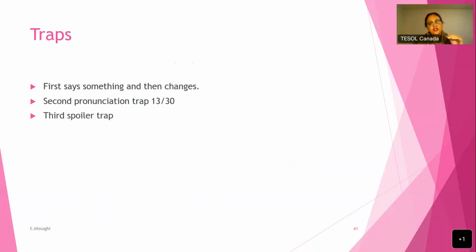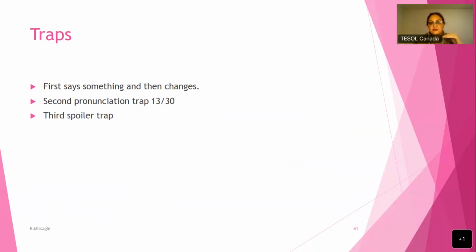pronunciation, especially for numbers, like 13 or 30. So this is a matter of stress. 13 is stressed on the second syllable, but 30 is on the first syllable. And the third spoiler trap is, two persons talking, and then another person comes and changes the whole information.